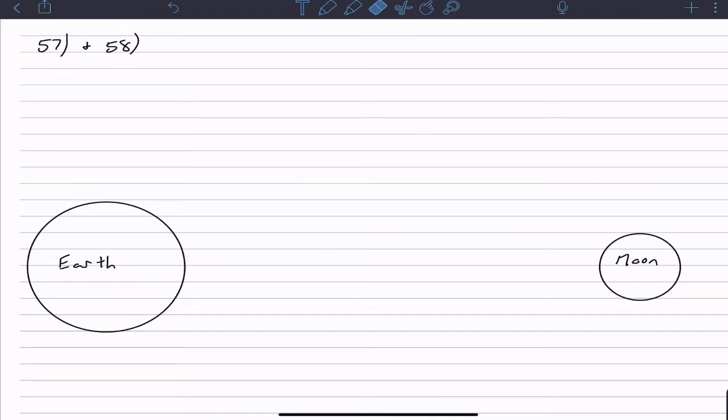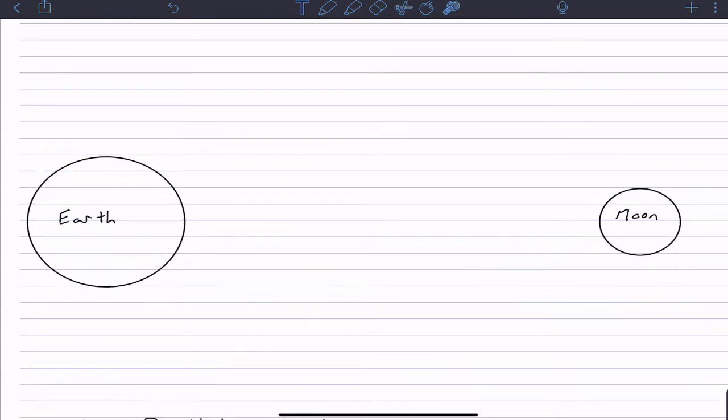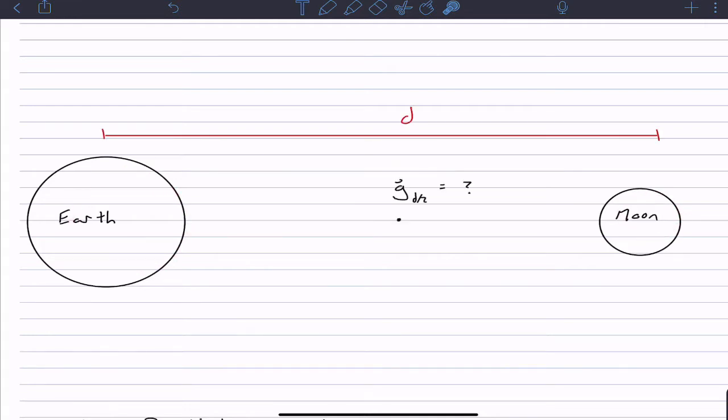Okay, so we're going to be doing problems 57 and 58 from page 211. We're given that we are considering the Earth and the Moon as a two-particle system. We're going to want to determine what is the gravitational acceleration at the distance that's halfway between them.